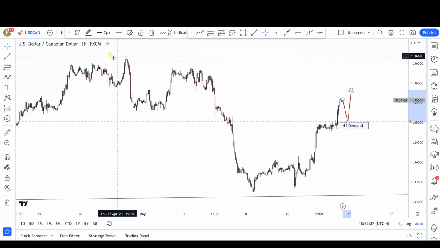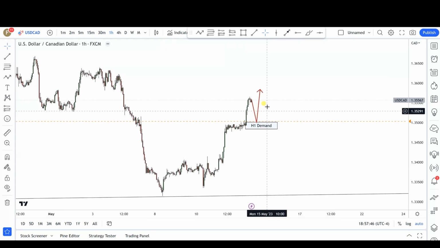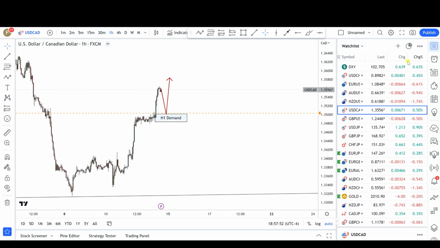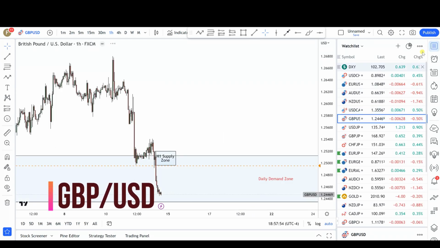Okay, at least to maybe focus towards these highs that we have around, let's say, the 136.25, 136.50 area. But this is the price action that I would like to see. I would like to see the bulls continue to flex their muscles in these markets. All right, now that's pretty much it for US dollar, Canadian dollar. Next up is going to be British pounds and US dollar.